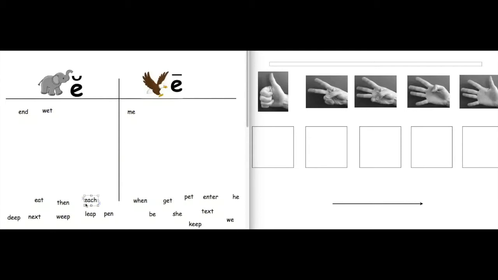Let's look at this word. Ooh, this is different. Each. All right. Let's make the sounds in each. Each. How many sounds? Just 2. Each. What's the first sound? You're right. The first sound is E, like long E. Each goes right here.